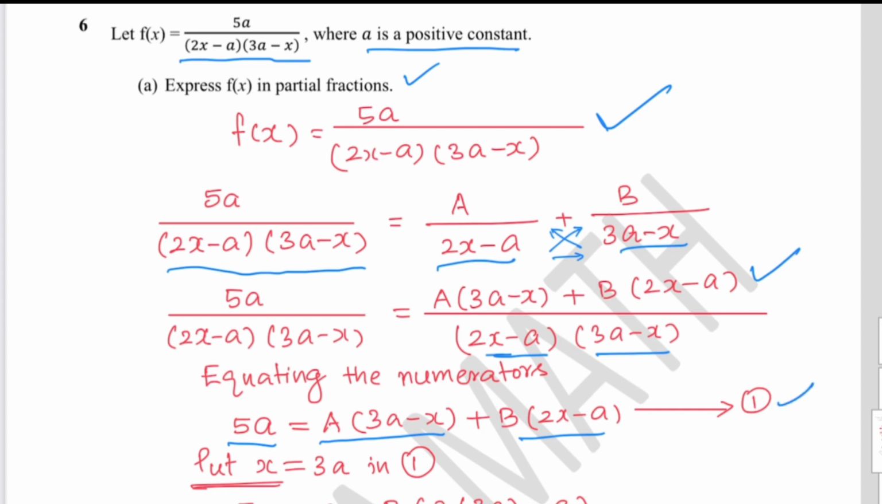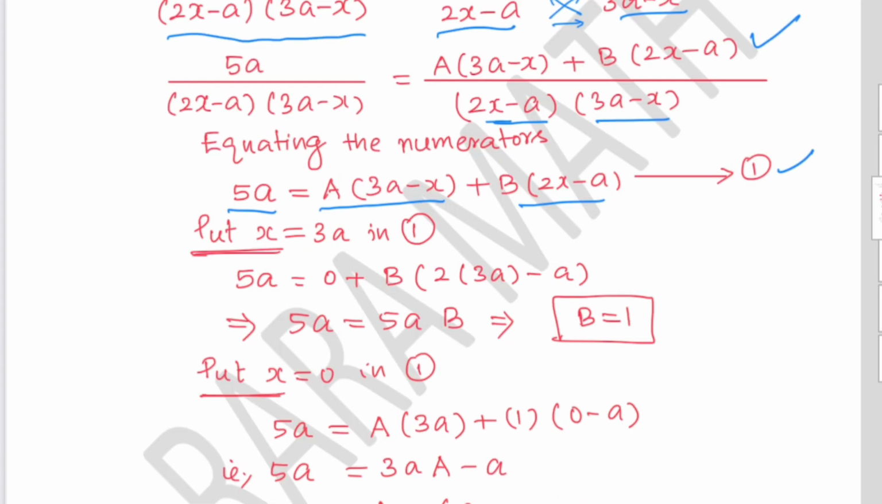There are two ways to find that. One method is by arbitrary substitution, so that we can make one term 0 and get the other constant easily. The other one is expanding it and equating the like coefficients, which will be a bit lengthier. So we go by the first one, which will be simpler. So put x equal to 3a in 1.